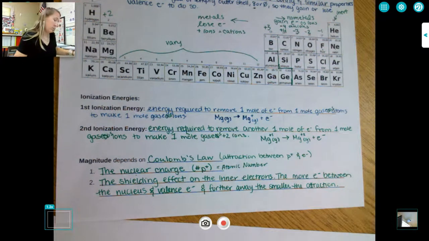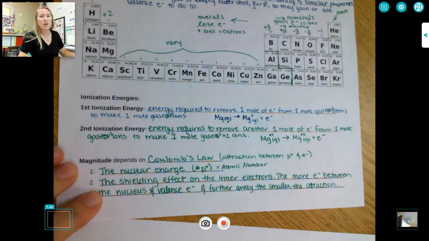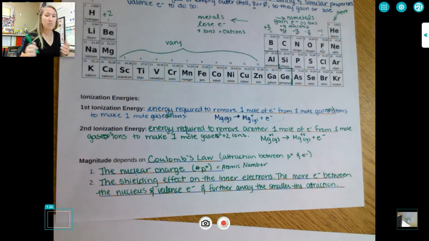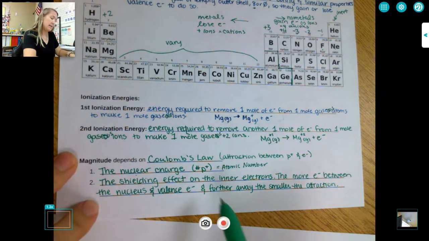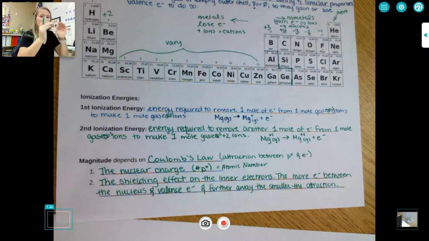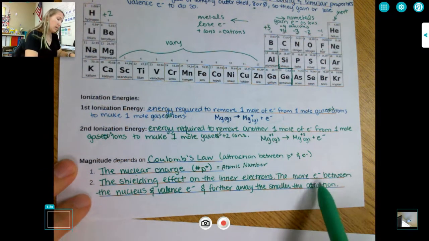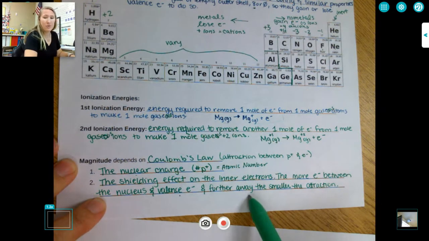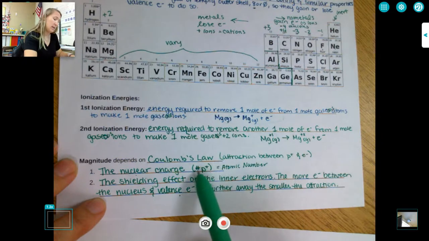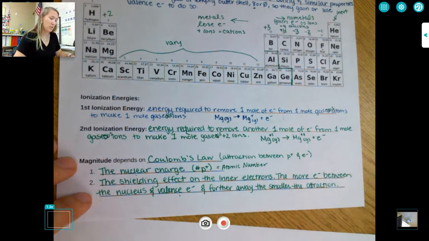And the other one is the shielding effect of the inner electrons. So if we were to think of Bohr models, they have those shells. And the inside shells are going to shield the attraction of that nucleus from the outside shells. They get in the way. So the more electrons that are between the nucleus and the valence electrons, and the further away the electrons are, the smaller the attraction we're going to have between my nucleus, my nuclear charge, and my outermost electrons.